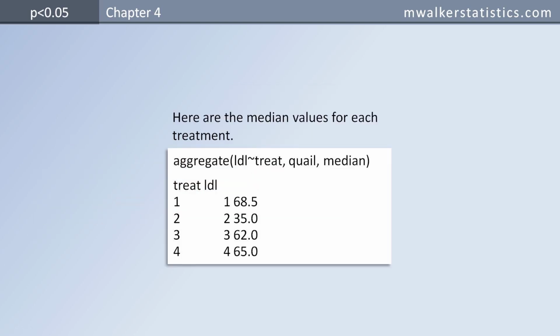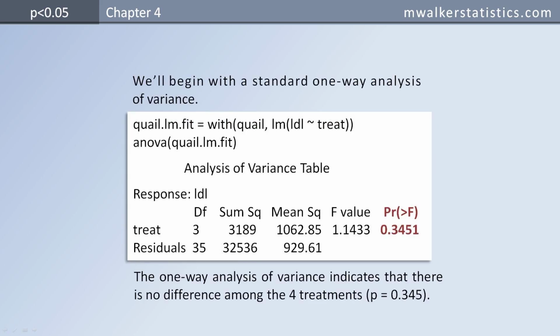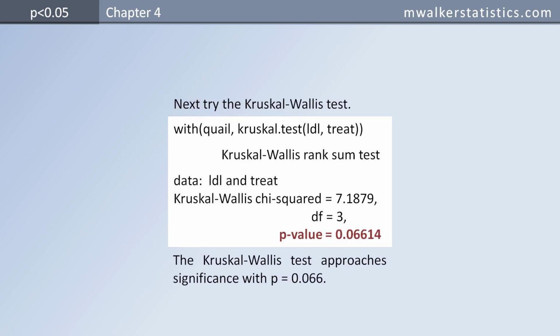Here are the median values for each treatment. We'll begin with a standard one-way analysis of variance. The one-way analysis of variance indicates that there is no difference among the 4 treatments, p equals 0.345. Next, try the Kruskal-Wallis test. The Kruskal-Wallis test approaches significance with p equals 0.066.